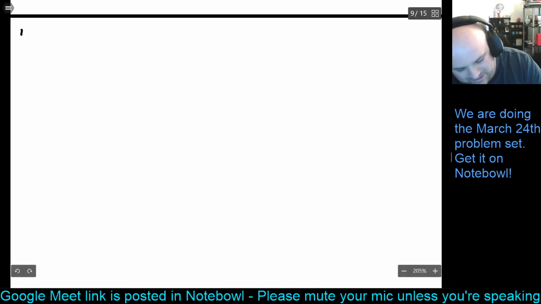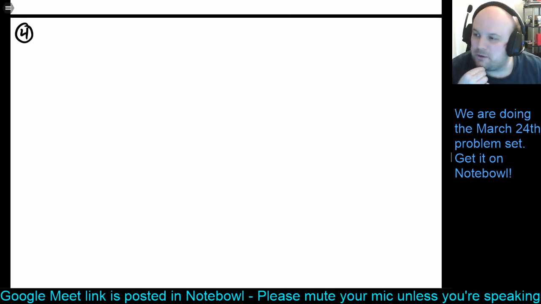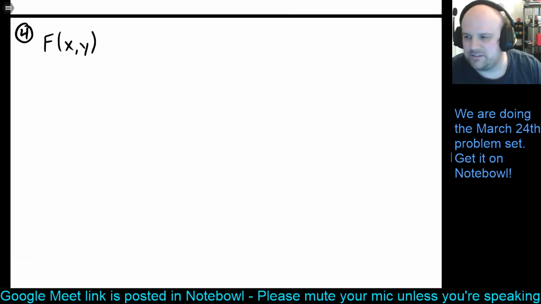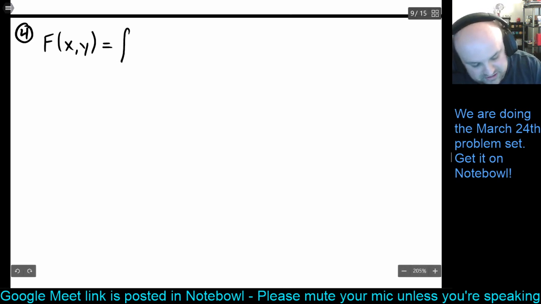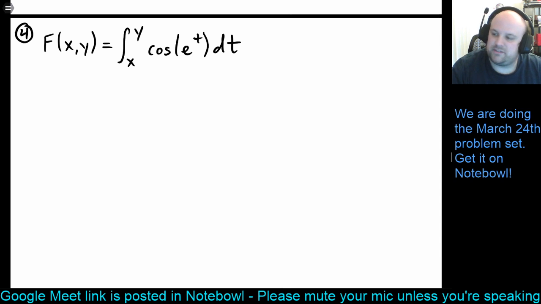Anyway, problem 4. This one is a little more complicated looking of a function, but it's probably one of the easier examples we have here, actually. This function is defined as an integral from x to y of cosine e to the t dt. These types of functions, defined in terms of an integral like this, are actually quite important.